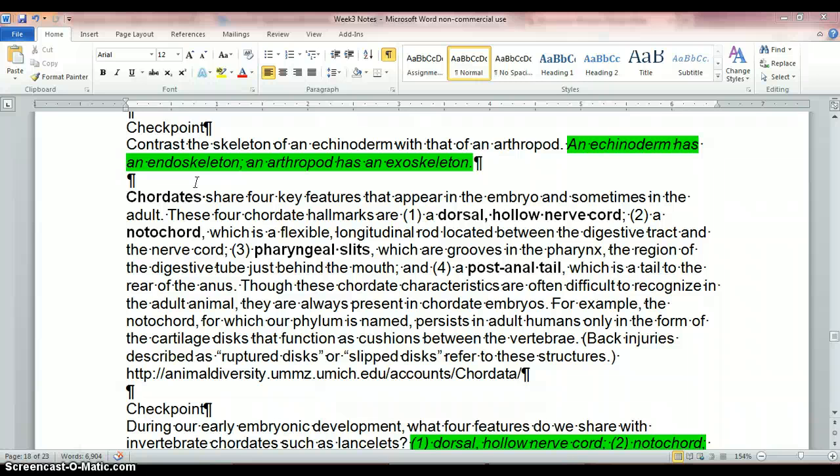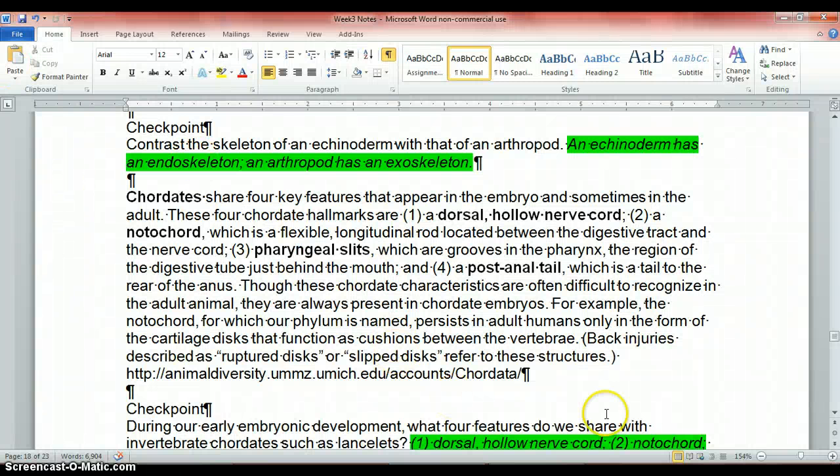Though these chordate characteristics are often difficult to recognize in the adult animal, they are always present in the chordate embryo. So that's a big thing. You may not see it later on, but it is there in the embryonic development. For example, the notochord, for which our phylum is named, persists in adult humans only in the form of cartilage discs that function as cushions between the vertebrae. Back injuries described as ruptured discs or slipped discs refer to these structures.